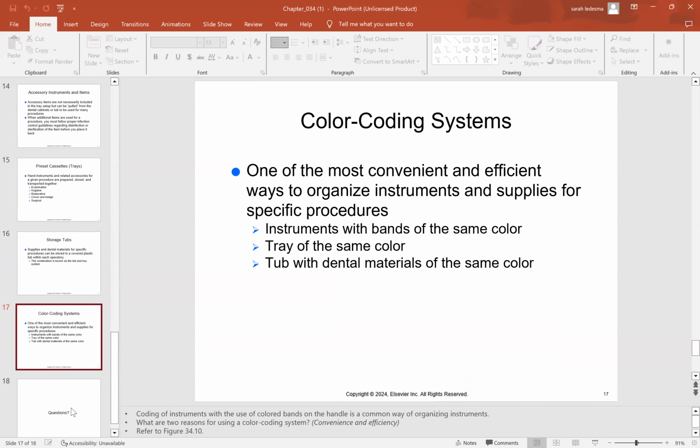And then more commonly, what I see out in the field is a color coding system. So there is tape that is available and also little rubber rings that you can place around the instruments. This is a good way to take a look at your instruments and add like colors together to make your kits.